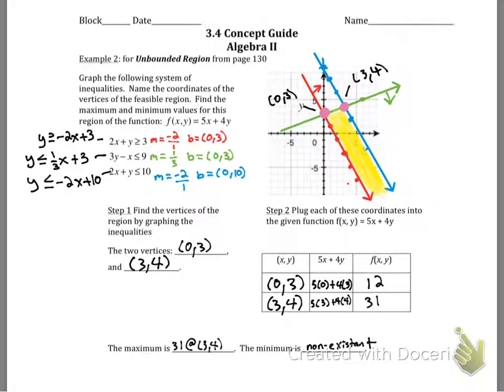All right, the reason why that is non-existent is because these arrows, I'm going to mark this, these arrows right here go down forever, right? They just keep going down, so that shading just keeps going down forever and ever. All right, so the minimum is non-existent there. If we had shaded above that green line, there would be a minimum and not a maximum.